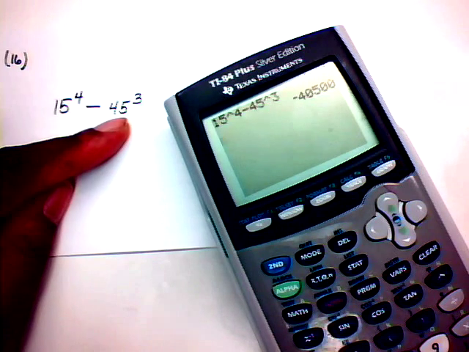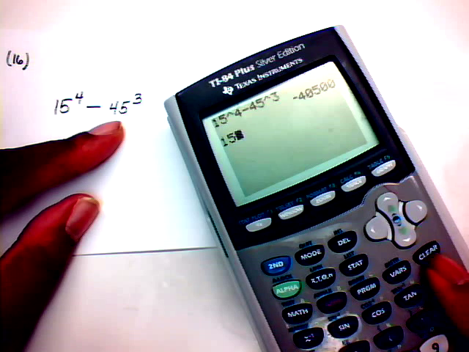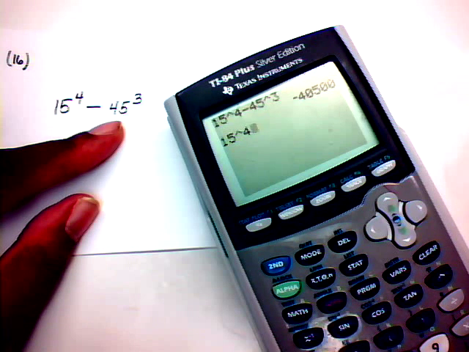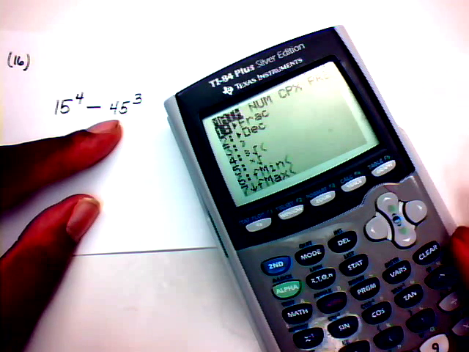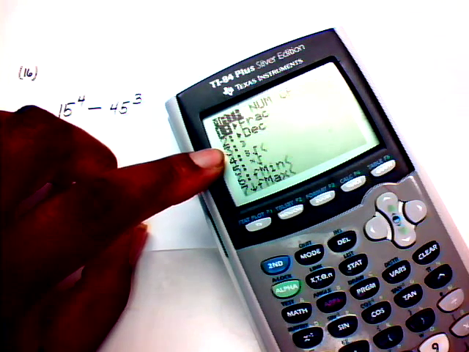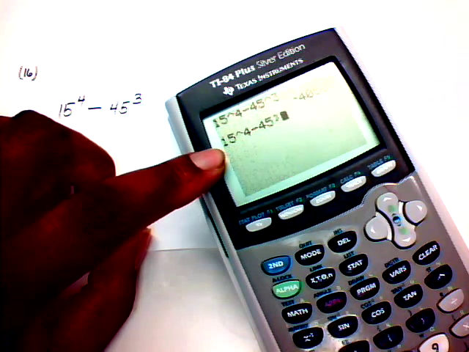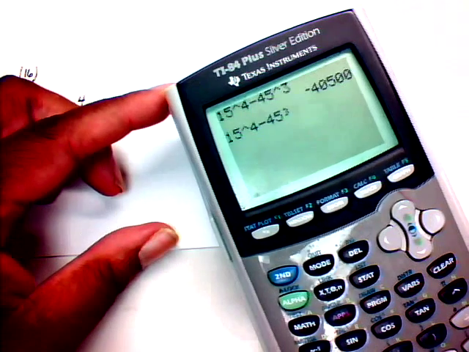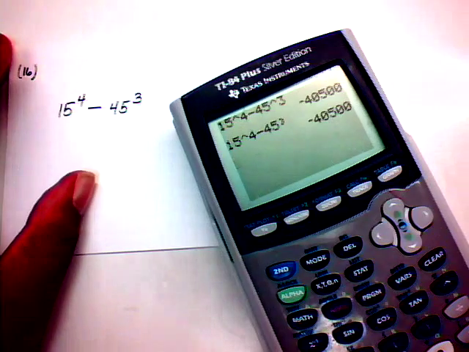Now, there is a button that has the cube as your exponent. So if I did this, 15 caret 4 minus, and then 45, if I hit the math key, and then if I select number 3, which is my exponent for 3, because there's a small 3 there, so if I select that, that's 45 to the third, and then you'll hit enter, I'll still get negative 40,500.